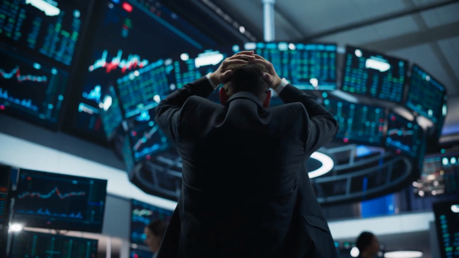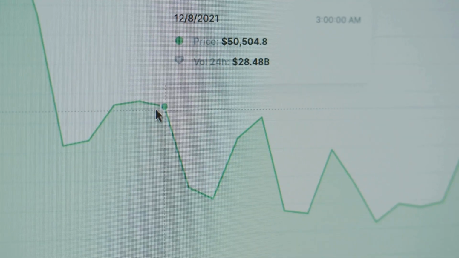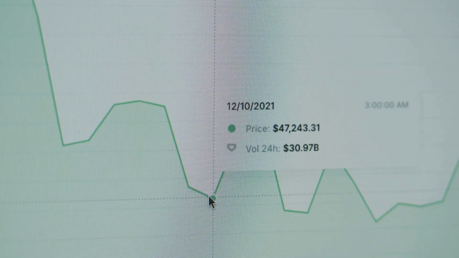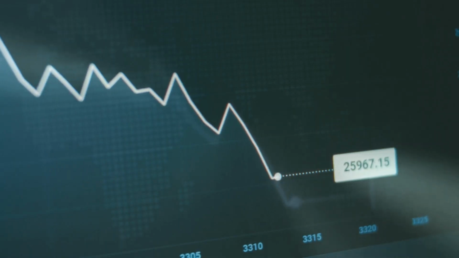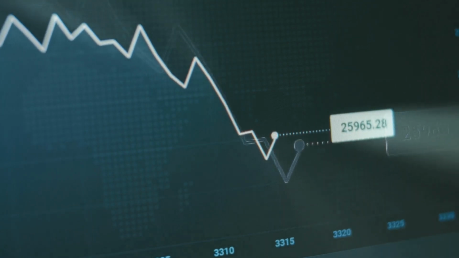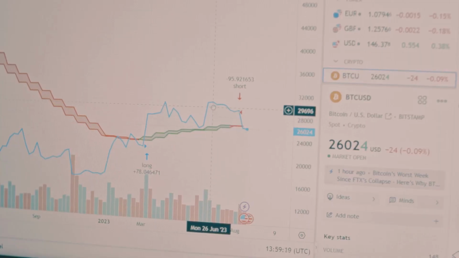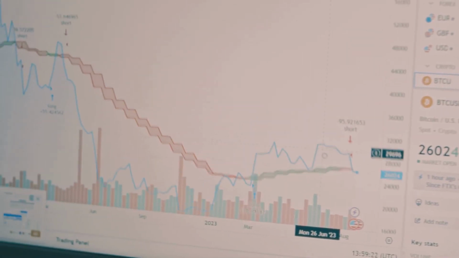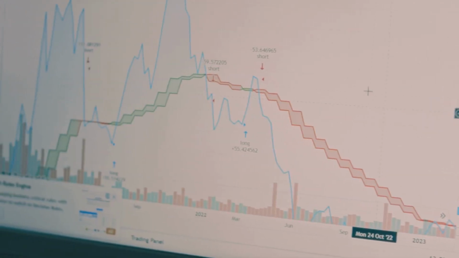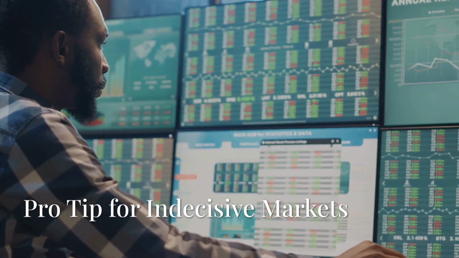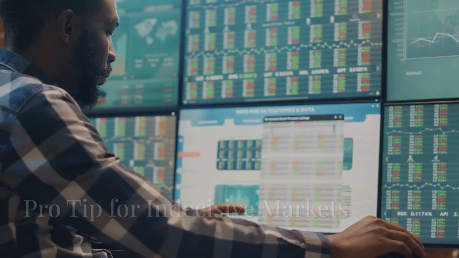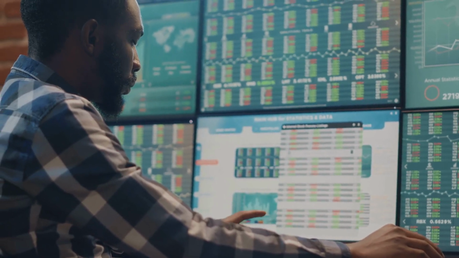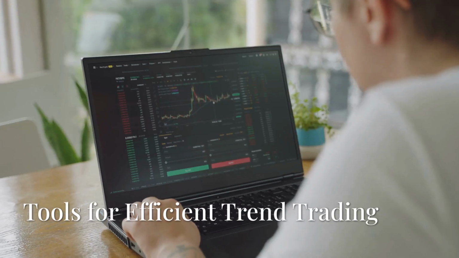Even trend traders fall into traps. Watch out for these. Entering too late. Don't jump in at the peak of an overextended trend. Ignoring reversals. Always watch for weakening momentum. Forcing trades in choppy markets. Sideways markets lack clear trends and often lead to losses. Pro tip: if the market is indecisive, stay out. Sometimes the best trade is no trade.